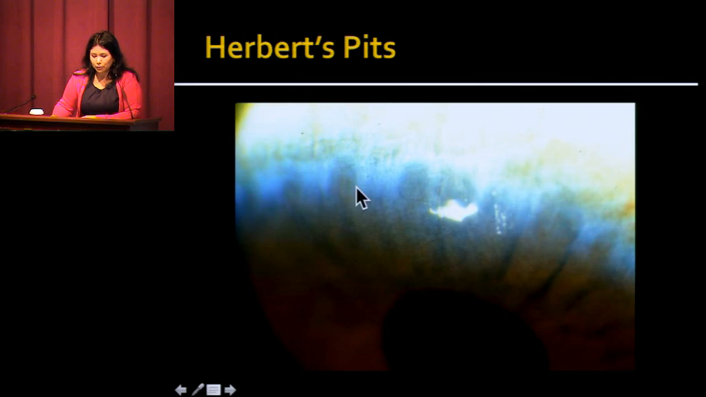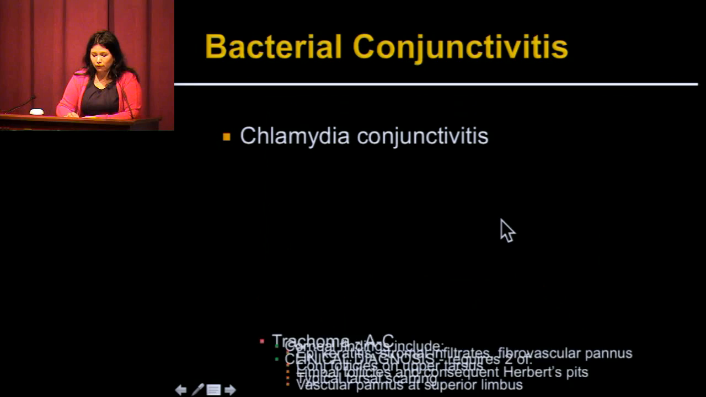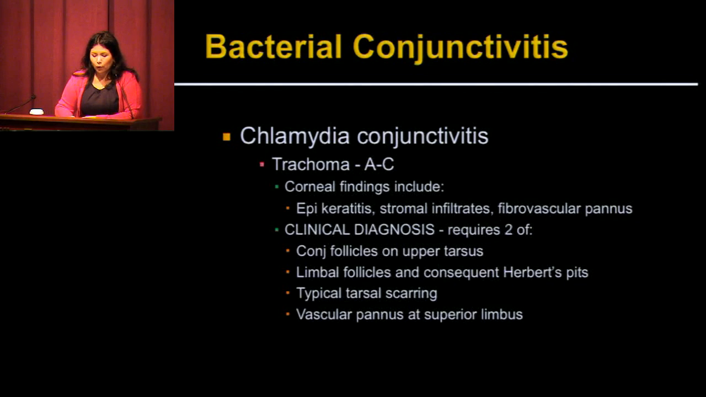You've got those round depressions all around the limbus here. Once you see it, you'll never forget it. And those are involuted necrosed limbal follicles. All right. Corneal findings are going to be keratitis, stromal infiltrates.